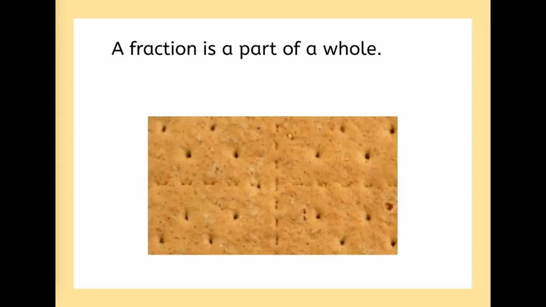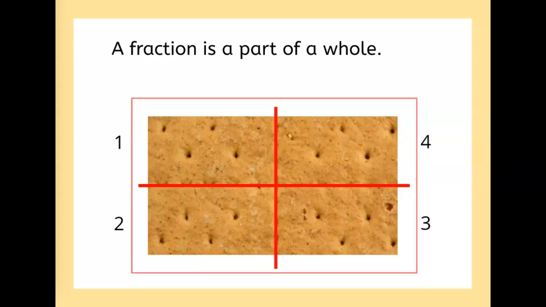Here we have a graham cracker. What do you notice about this cracker? It is split up into 4 equal parts, and we can find that out by counting those parts. But each part needs a name. And we can't call them 1, 2, 3, and 4 because together they make 1 whole cracker.